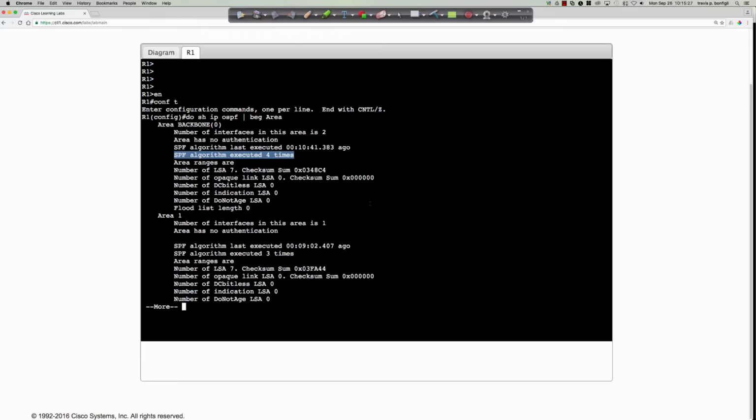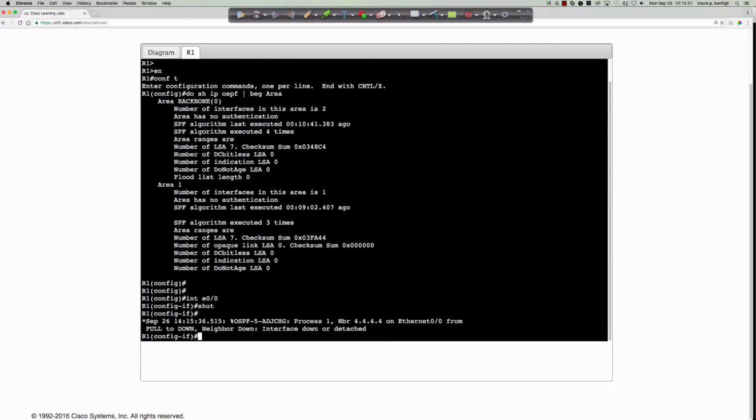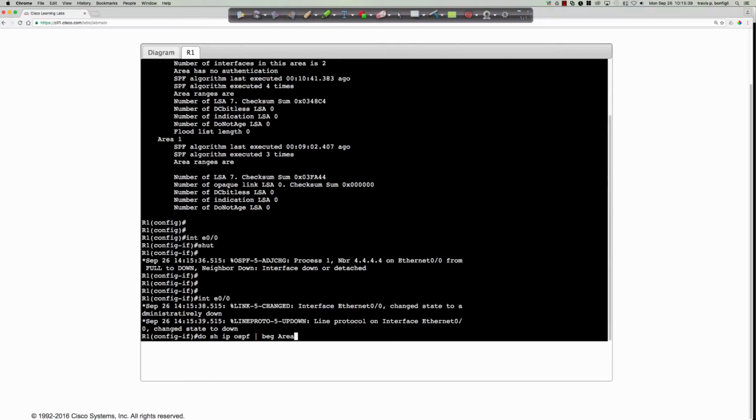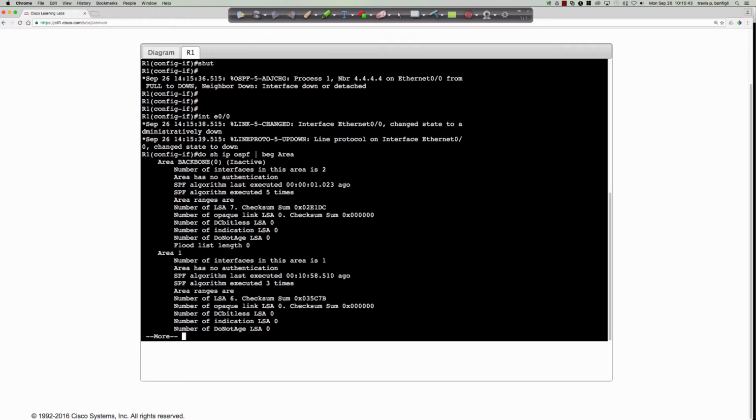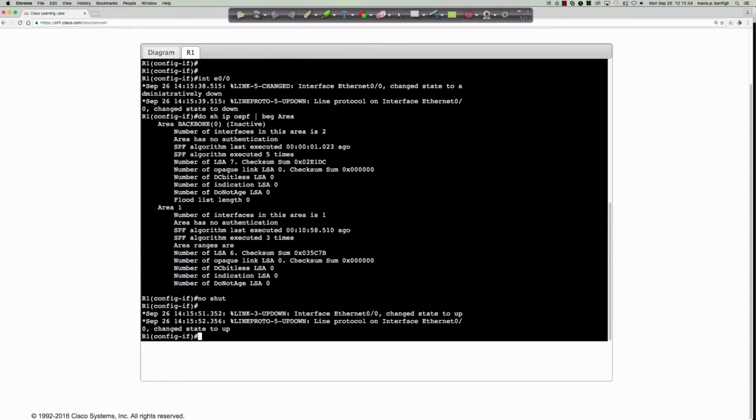So now what we're going to do is take an interface down to see that the shortest path first algorithm runs again. So let's get into Ethernet 0/0, and we're going to say shut. And then let's recall that previous command, show ip ospf begin area, and you can see the SPF algorithm has been executed 5 times. If I say no shut, we bring the interface back up, and we'll let everything come back up here.